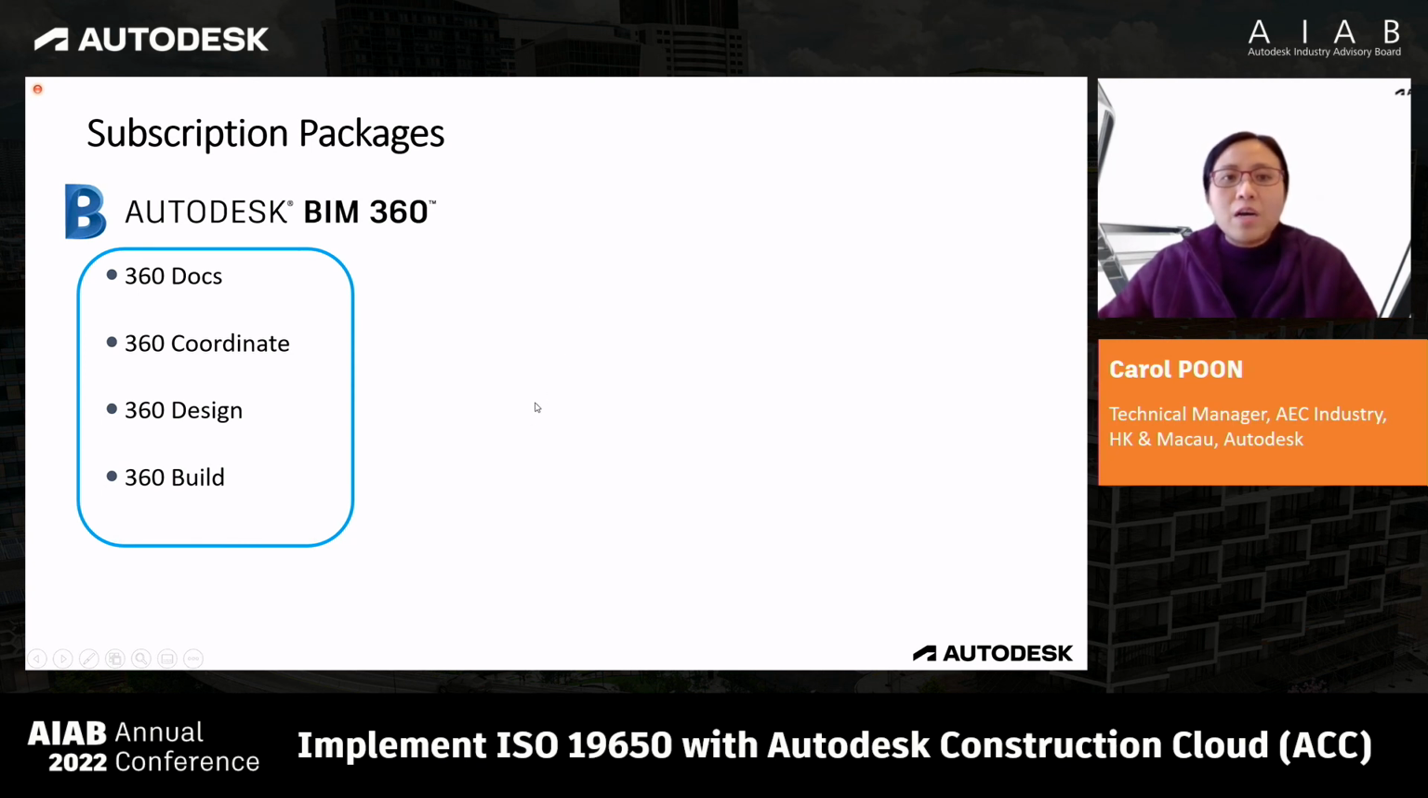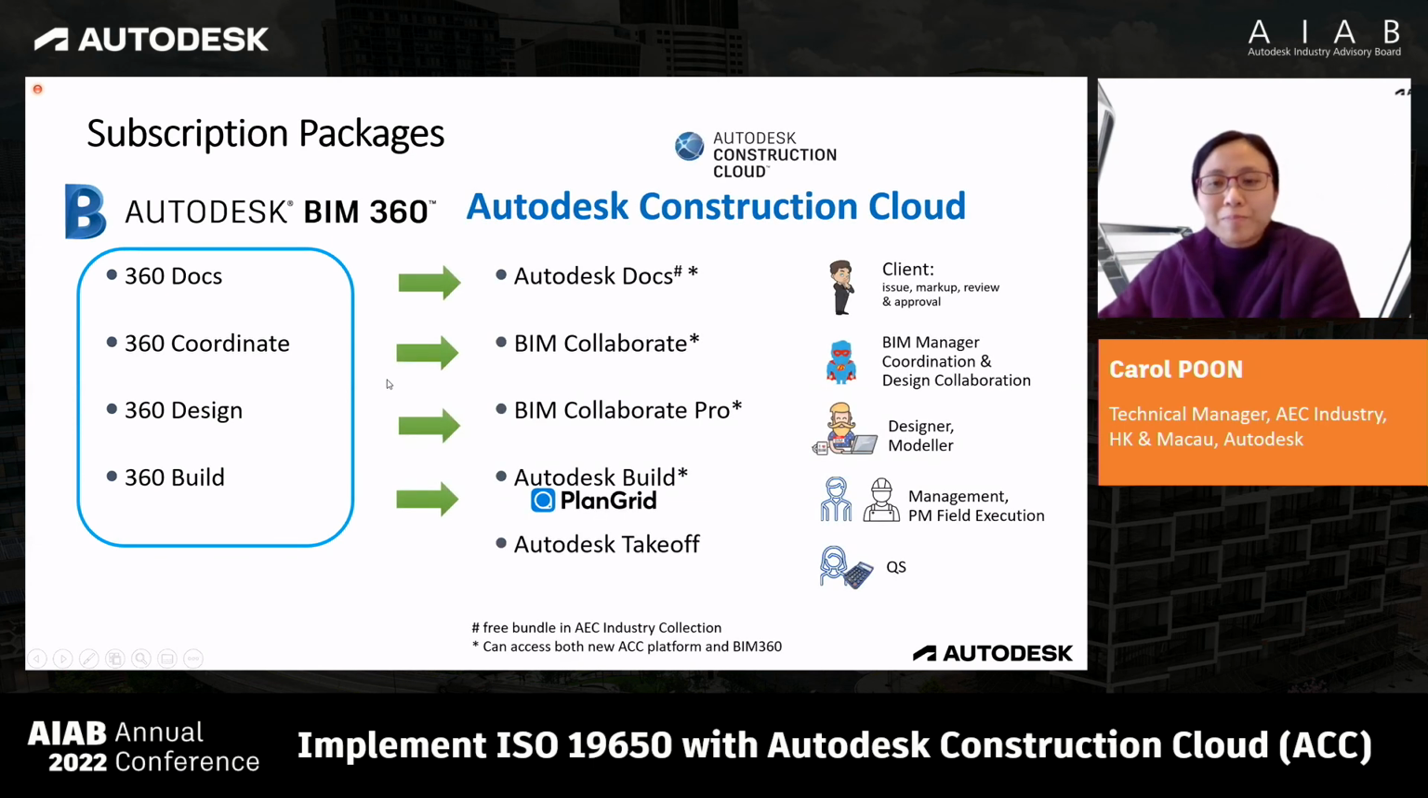First thing first, I would like to remind you that BIM 360 has been upgraded to ACC. Actually, there are 2 separate platforms, but ACC is much more powerful. The subscription packages look very similar, such as Docs, which is also called Autodesk Docs, and Coordinate. Coordinate is for clash detection and merging models. We name it BIM Collaborate in ACC. BIM 360 Design is named BIM Collaborate Pro, and BIM 360 Build is Autodesk Build.